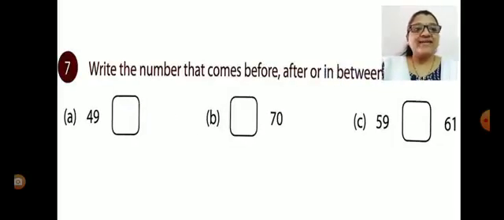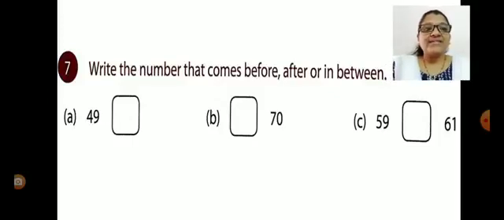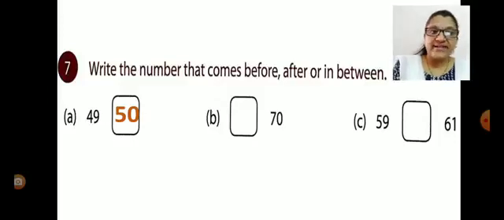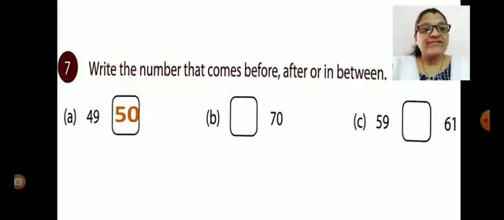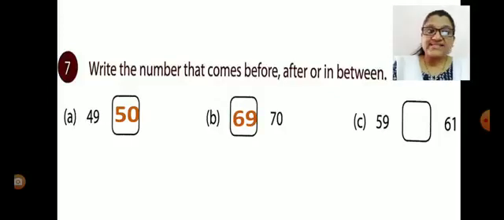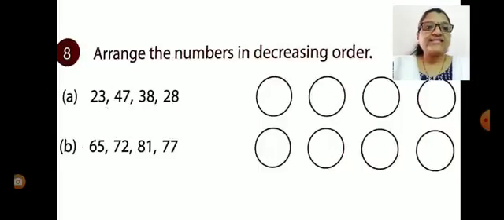Next question number 7. Write the numbers that comes before, after or in between. First, 49 dash. 49, which number will come after 49? Yes, 50. Next, dash 70. Which is the number before 70? Yes, 69. Next, 59 dash 61. The answer is 60. Yes. Next, in question 7 also, remaining examples you have to solve as homework. Let us see question number 8.